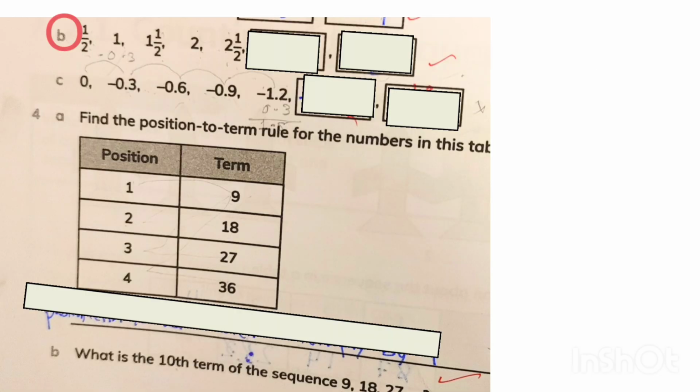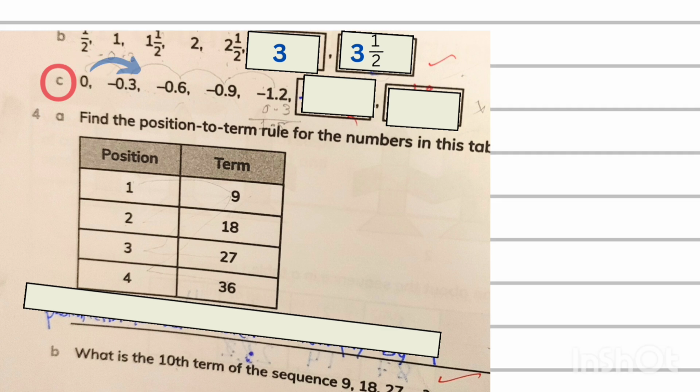In part B, let's try to use some logic. First is half, then full, then 1 full and 1 half, then 2 full and 1 half, then 2 full and 1 half more, and 3 full and 1 half. Part C requires your attention. As you can see the sequence starts from 0 and moves to the negative side, it means the term to term rule is minus 0.3. Minus 0.3 added to minus 0.3 will become minus 0.6.